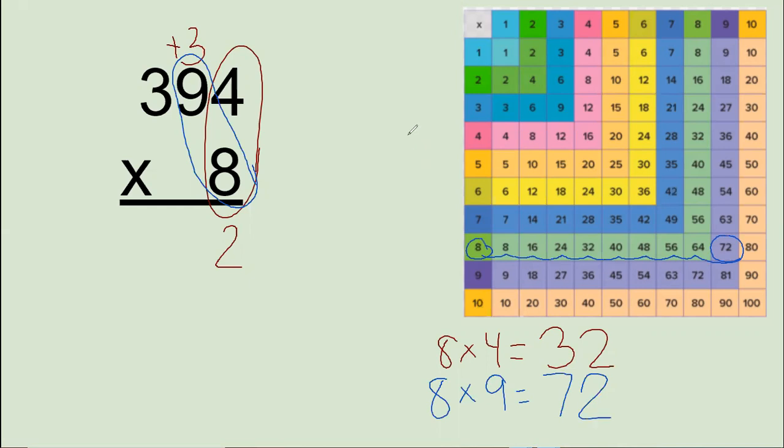I'm not done. I did multiply 8 times 9. I need to remember to add in my 3. So I have my 72, and I'm going to add 3. 72 and 3 more is 75. So now our answer is 75. Let's write that up in our problem. 5 goes into tens. And I'm going to regroup my 7 above my hundreds. And I'm going to remember to add that in.